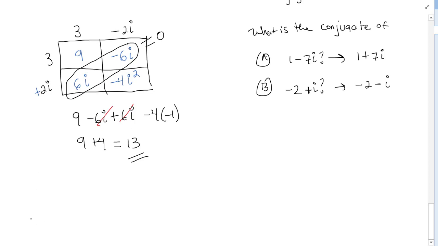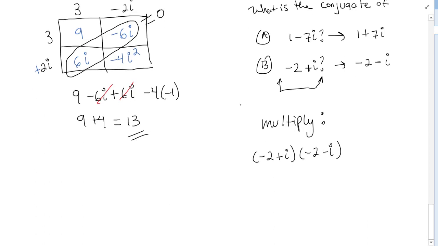Well, actually, let me do another example of this. So let's try this part B over here. So what if I wanted to multiply these conjugates? Just to verify that we will get a real number. So if I multiply negative 2 plus i times negative 2 minus i, what are we going to get? So we're going to do negative 2 times negative 2, so that's a positive 4. And then negative 2 times a negative i, that would be what? Negative times a negative becomes positive, so plus 2i, and then i times negative 2 minus 2i.